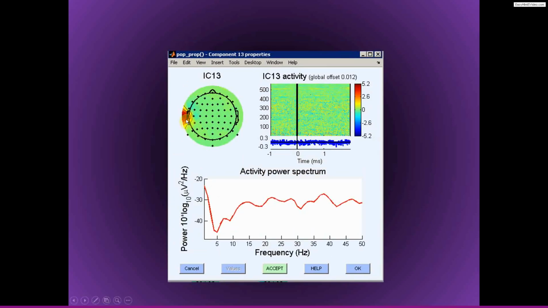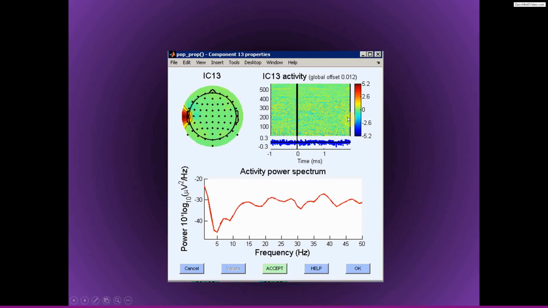Here's another example of a component that is driven by noise. I look for a few things when I look at these component windows. You want to look at the topography, and if the topography is driven by a single electrode, like this, the weights here are basically all zero, and the entire component is driven by one electrode. This arouses suspicion. It doesn't necessarily mean that I will remove this component, but it does make me suspicious enough to look into it more deeply.